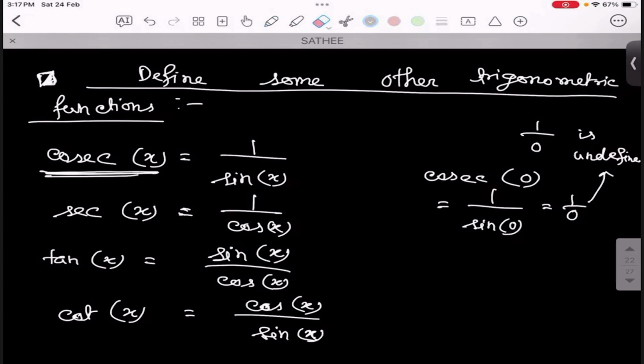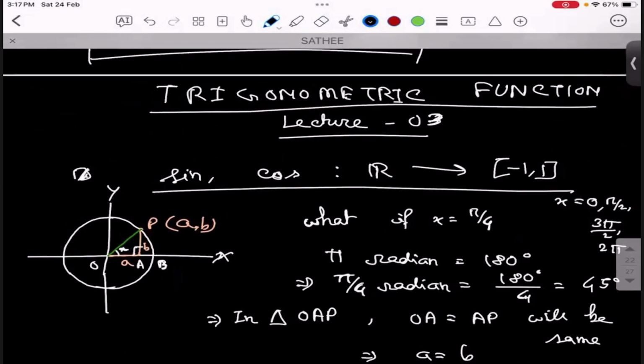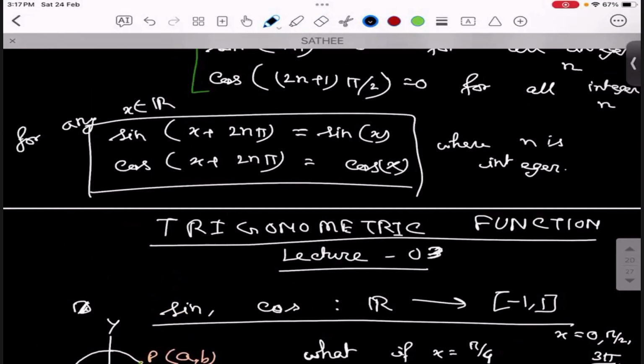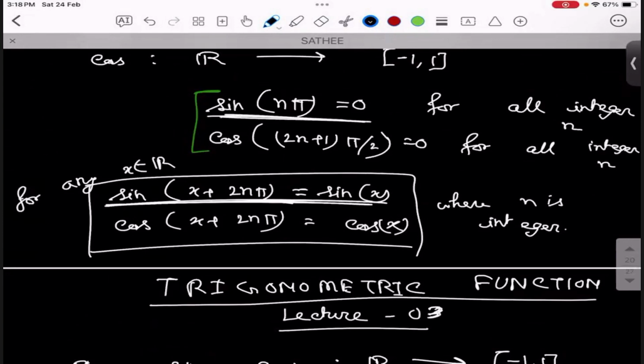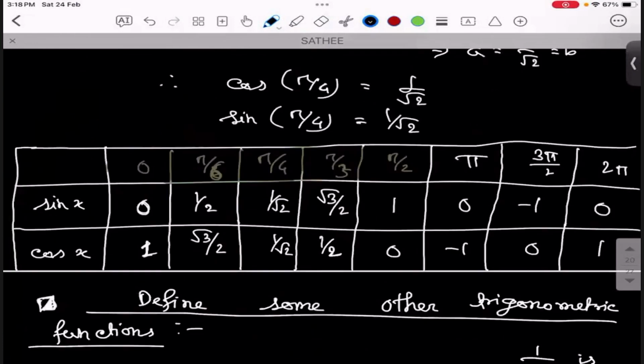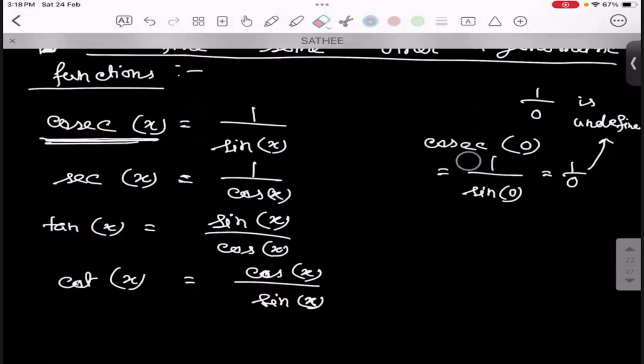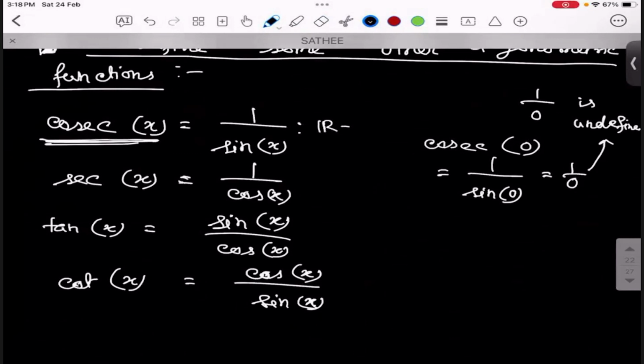Okay. So where is sin x 0? Sin x is 0 at these points. Sorry, not this point, this point. I had noticed the wrong position. These points, so all n pi. So this function must have a domain that should be R minus n pi. N pi means the set of all integer multiples of pi.